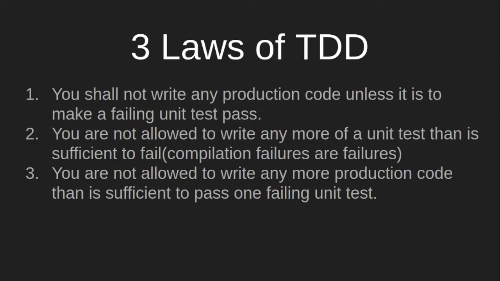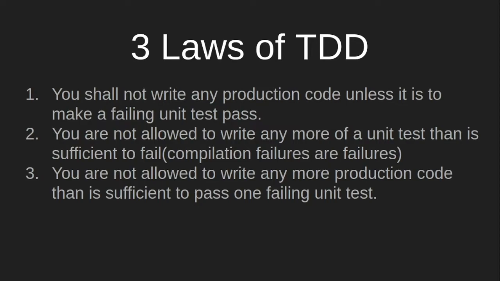The first law says you shall not write any production code unless it is to make a failing unit test pass. That means you have a failing test case and you are writing production code only to make that test pass. If I comment that code, your test should fail.